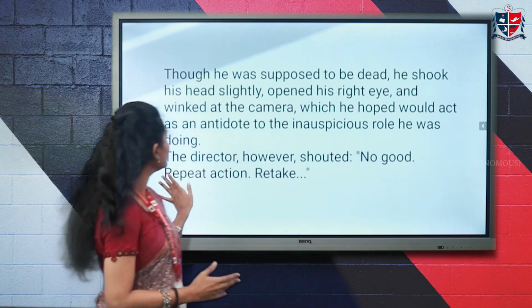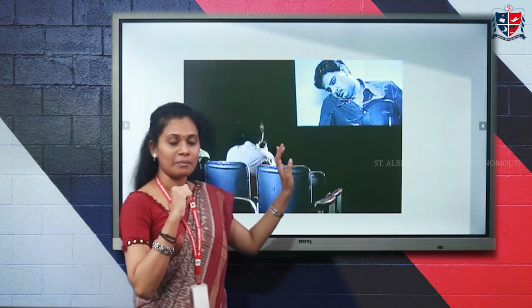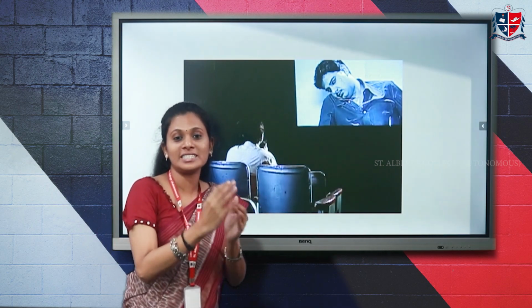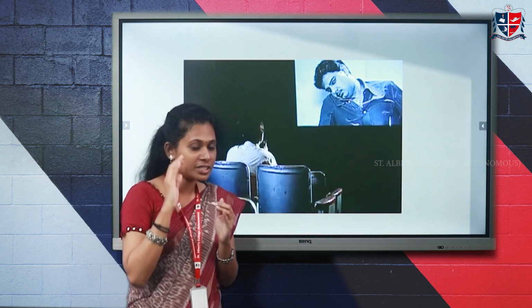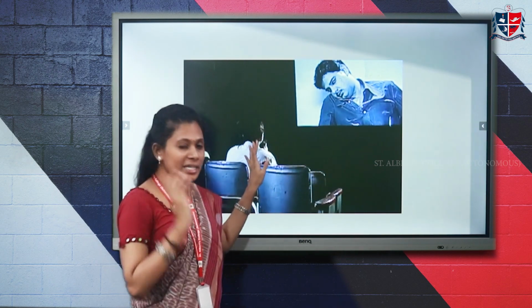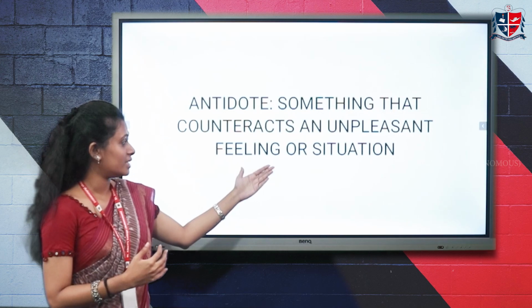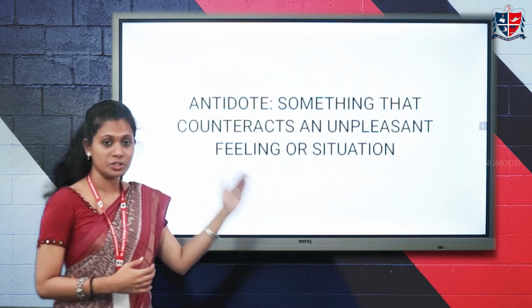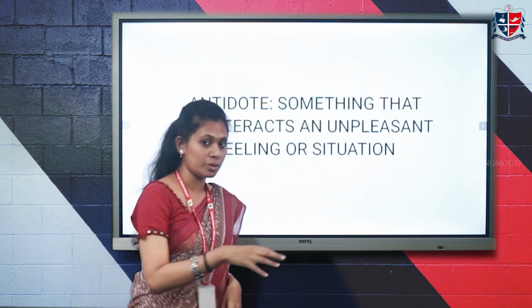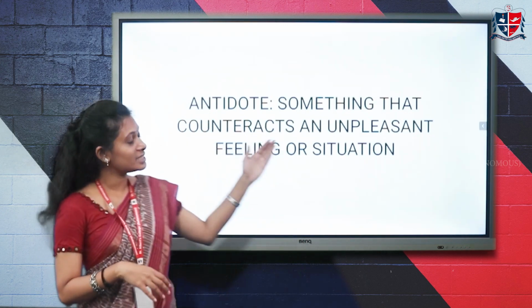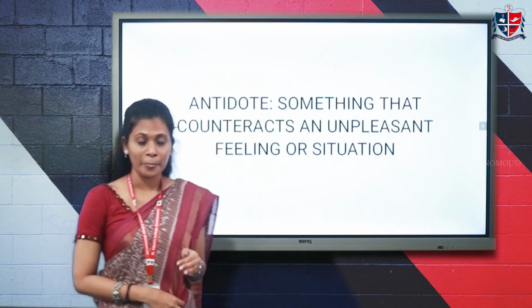So he winked in order to make it an antidote. Now, that is the scene here, where he winks at the camera. So here he is not dying. Nobody noticed that particular act which he did, where he winks at the camera. And what is an antidote? Something that counteracts an unpleasant feeling or situation. It is like a solution to a problem, a countermeasure. So it is something that counteracts an unpleasant feeling or situation.